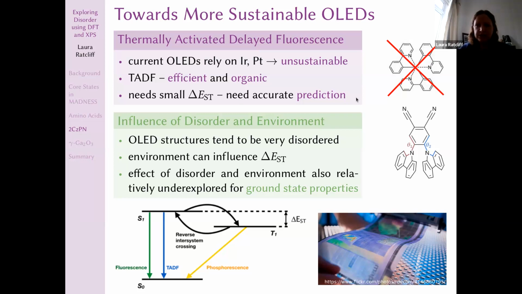So 2CZPN is an example of one of these molecules. Of course, one of the main parameters, although not the only one, that we're interested in predicting to understand TADF OLEDs is the singlet triplet splitting, and that's something else I've been working on, but I'm not going to talk about today. But for the purpose of this talk, one interesting thing to know is that, like many other types of OLED, these structures tend to be very disordered. Both this disorder and the effects of this environment can have a strong influence on the singlet triplet splitting, but not so much work has been done on understanding the effects of this disorder on ground state properties. XPS gives us a way of potentially understanding how the disorder works in the ground state. And for core XPS, we potentially have a way of probing this disorder on a more local level, because we can map to particular atomic sites.